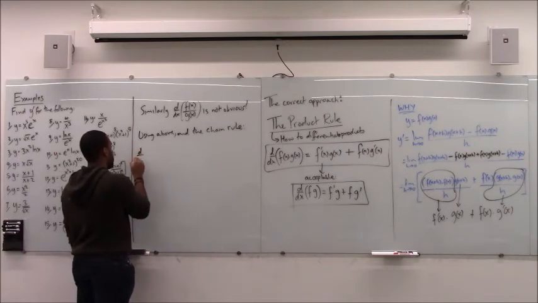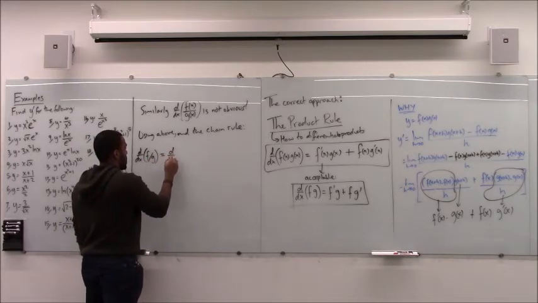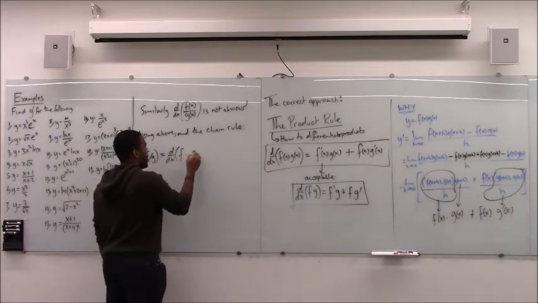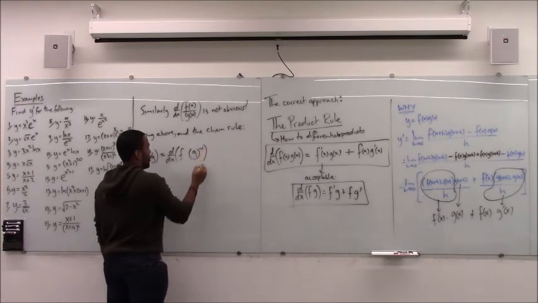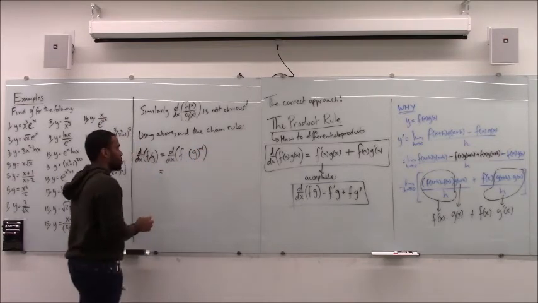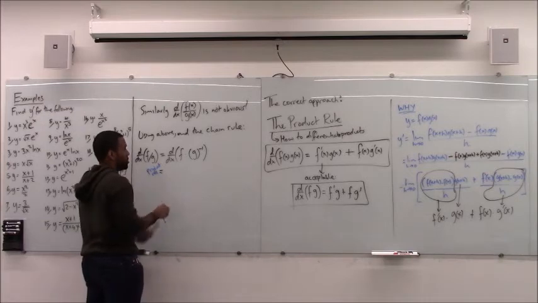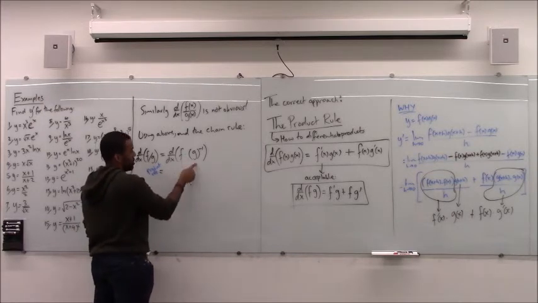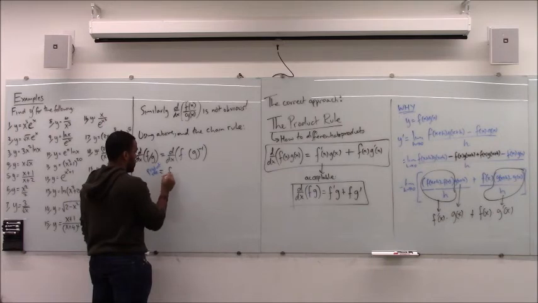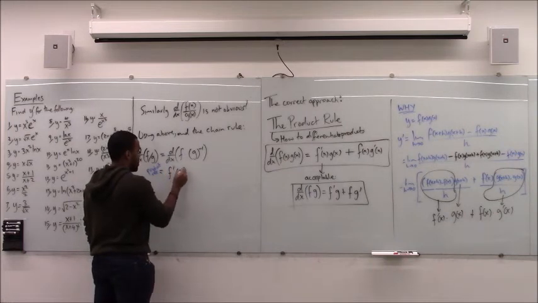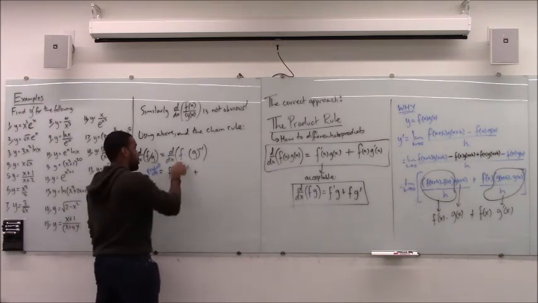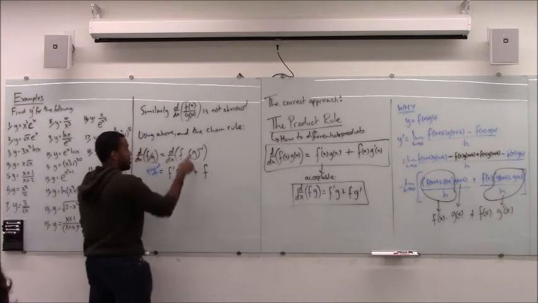If you wanted to differentiate f divided by g, what you would do is you would think of this as f times g to the minus 1. And then you'd apply the product rule. Right? So applying the product rule here, that's differentiate this one, leave that one alone. Plus, you leave the first one, times differentiating this one.